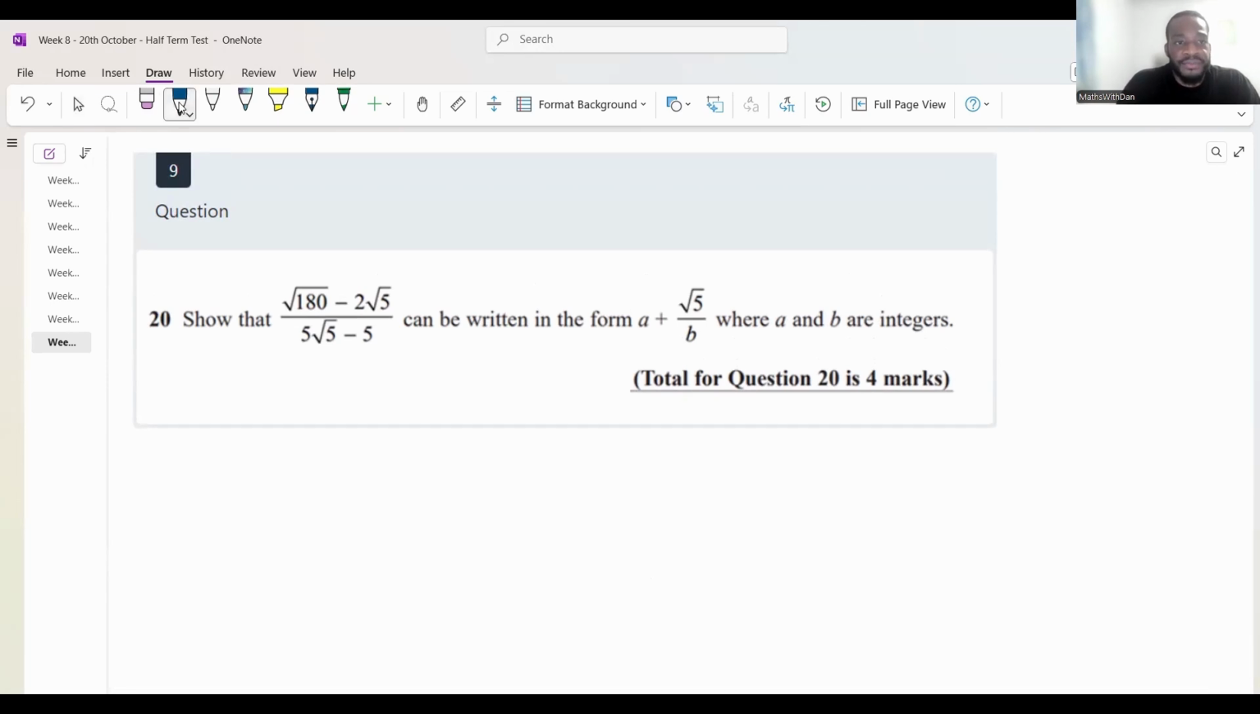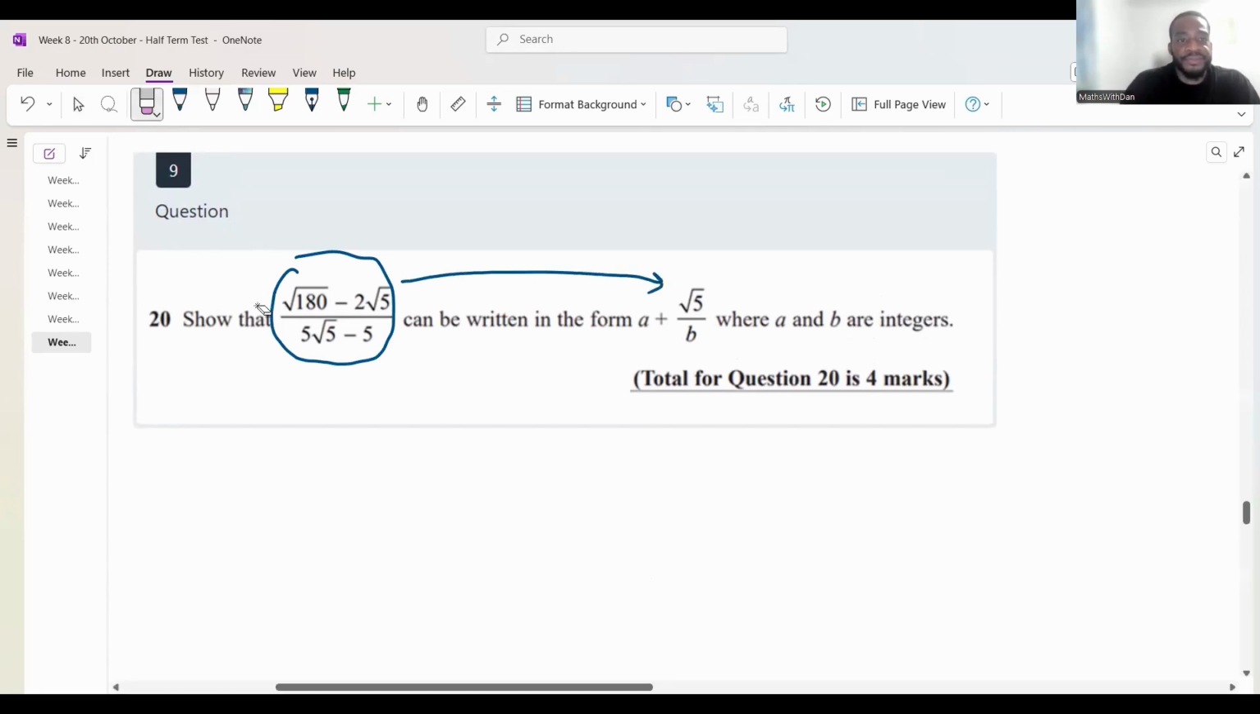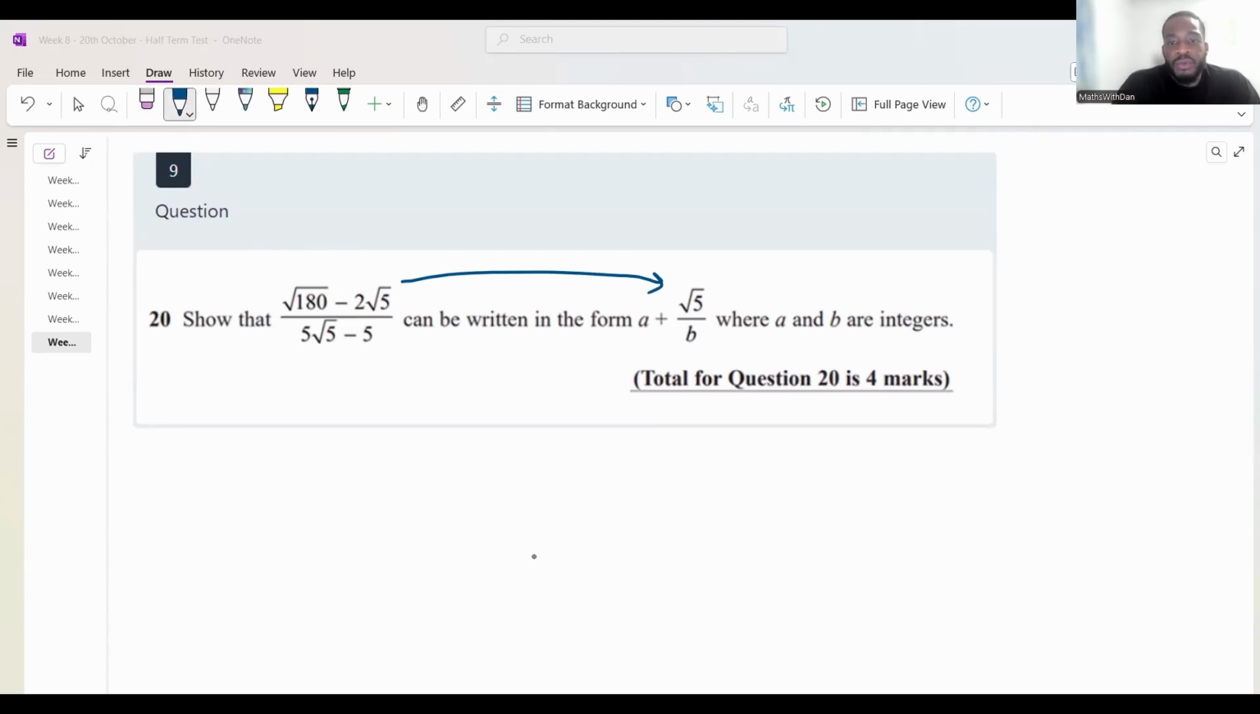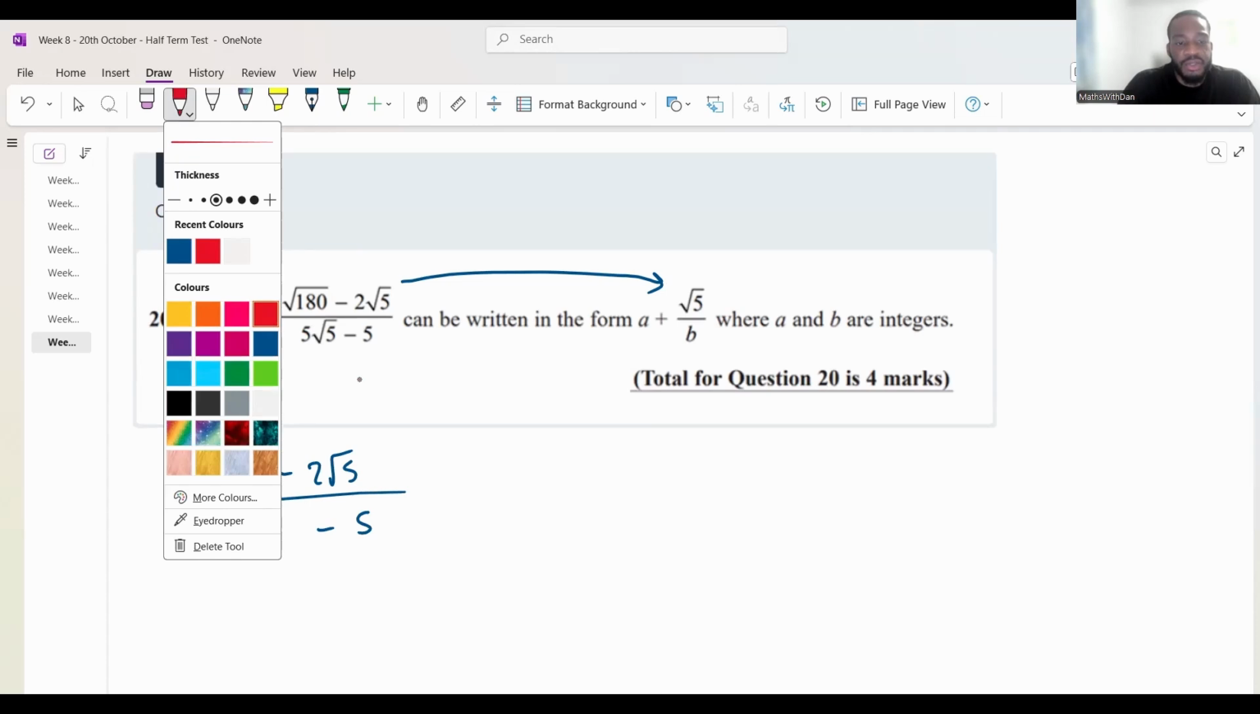What do we do, guys? They've told us that we've got this here, and apparently it can be written as something like that, which looks a bit simpler. What do we think must have happened? Well, again, we must rationalize, isn't it? So what I've got here is root 180 minus 2 root 5 over 5 root 5 minus 5, right? And then we're going to times top and bottom.